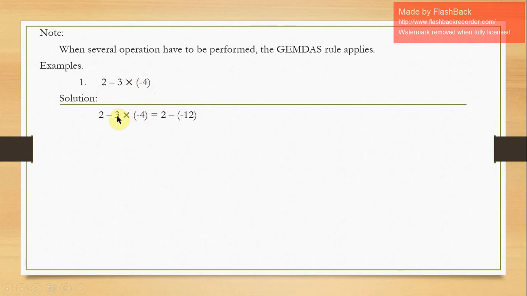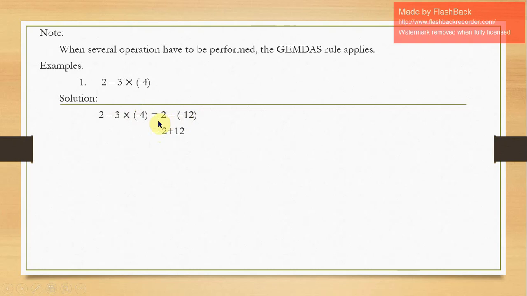So, what is the sign of 3? That is positive because this sign does not represent a negative sign. This sign represents a minus sign. So, the sign of 3 is positive. So, what is the sign of 4? Negative. They contain different signs. Therefore, their product is negative. That's why positive 3 times negative 4 is equal to negative 12. Yan, nandyan yung minus sign. Next.